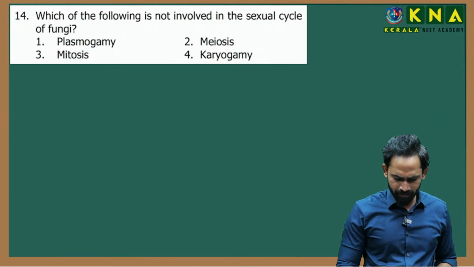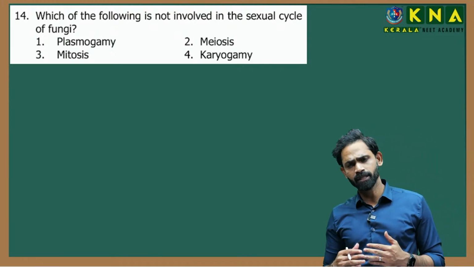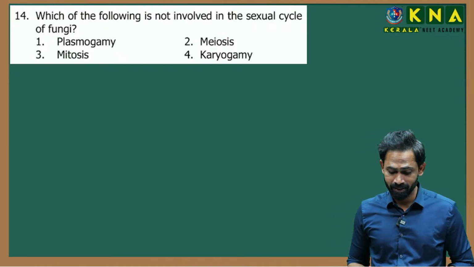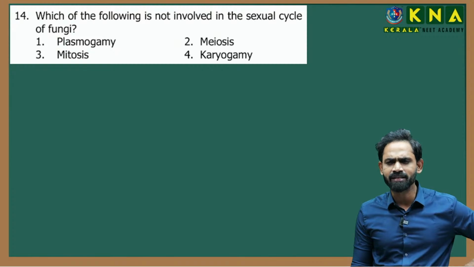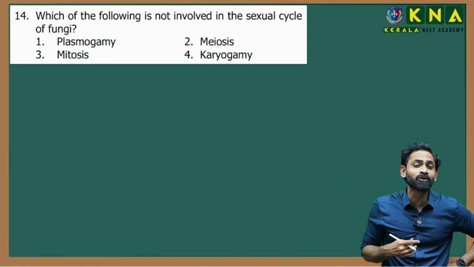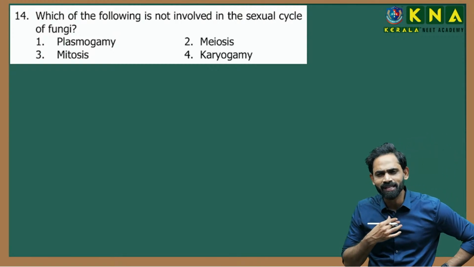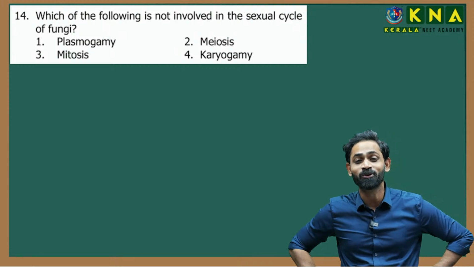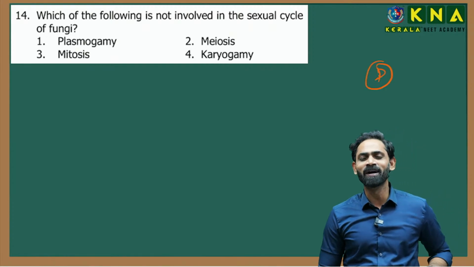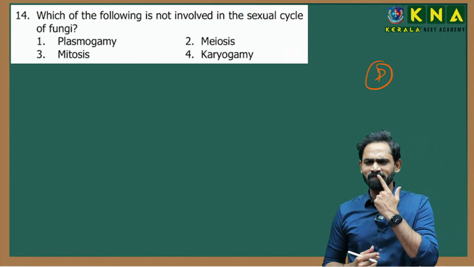Next is the 14th question. Which of the following is not involved in the sexual life cycle of fungi? Above average, because three stages are important. When I say sexual life cycle, which fungi should you not involve? Phycomycetes, Ascomycetes, Basidiomycetes or Deuteromycetes? Answer is Deuteromycetes. Why? Deuteromycetes are fungi imperfecti. There is no sexual reproduction.